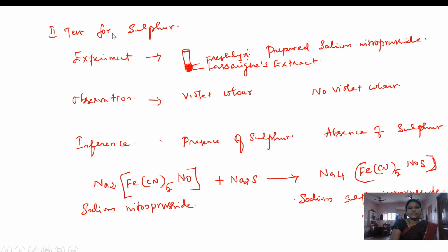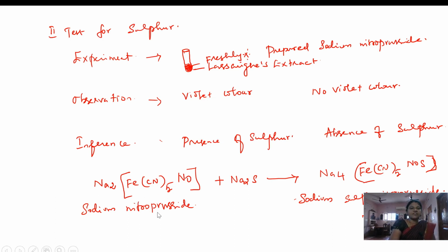And the second test for sulfur. In a test tube, a small amount of Lassaigne extract is taken, which is mixed with freshly prepared sodium nitroprusside. Freshly prepared is very important. We should add freshly prepared sodium nitroprusside. If you observe a violet color, it indicates the presence of sulfur. No violet color indicates the absence of sulfur in the given organic compound.